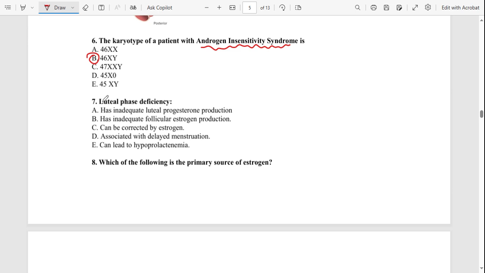Number 7 is saying luteal phase deficiency has inadequate luteal progesterone production, has inadequate follicular estrogen production, can be corrected by estrogen, associated with delayed menstruation, can lead to hypoprolactinemia. Any thought on this one? Okay, thank you so much, Doc. Why did you choose that one?